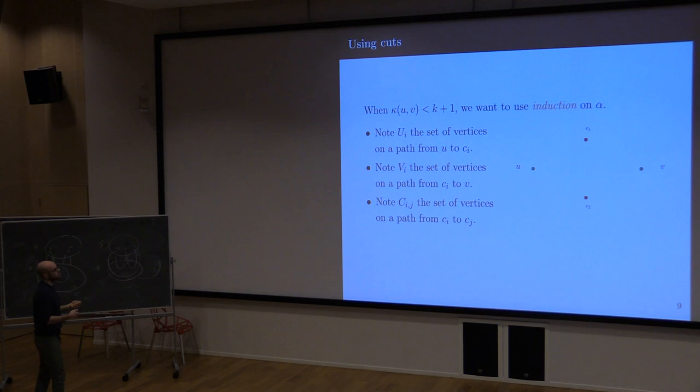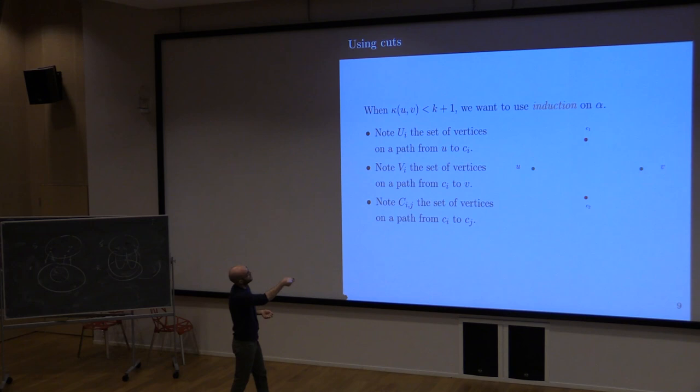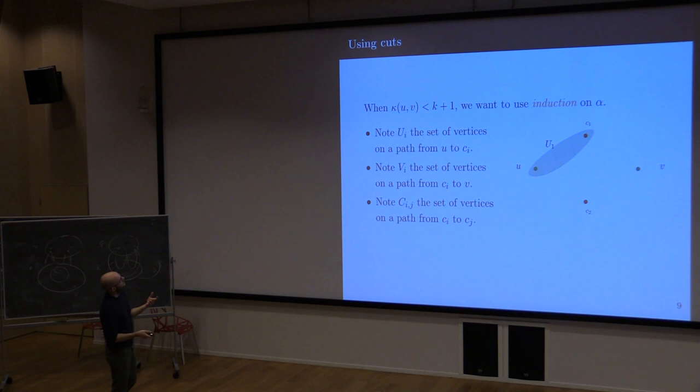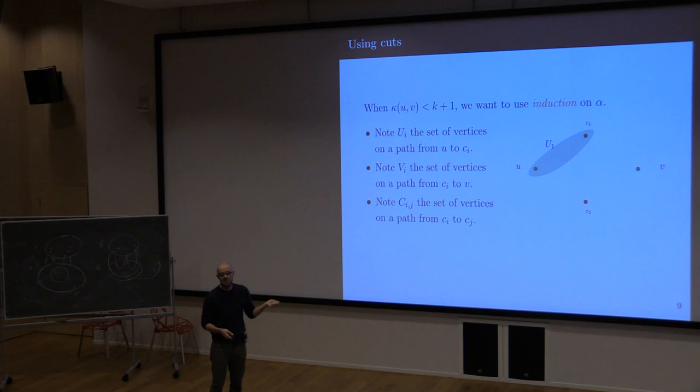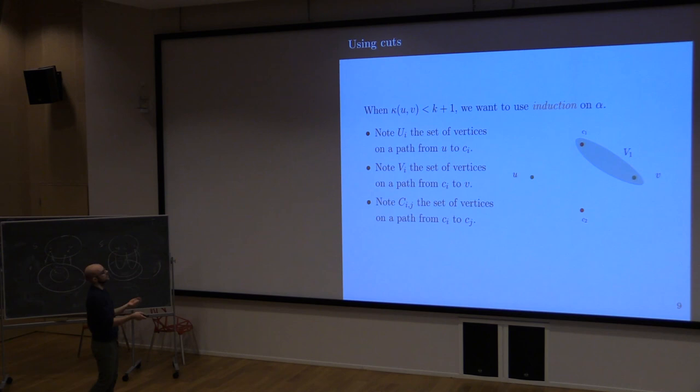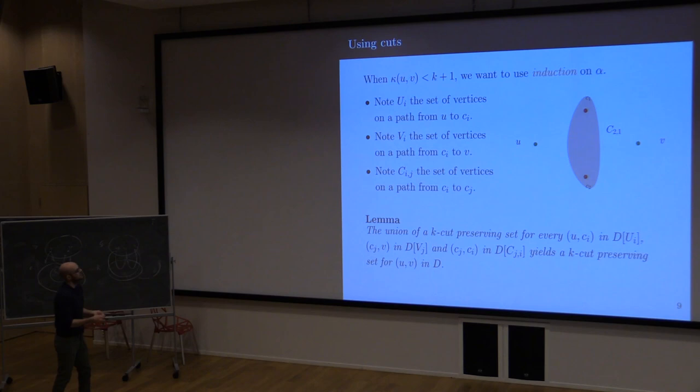So for example, suppose that you have U and V, and then there is a minimum vertex cut set, C1 and C2. Now we will partition the digraph into separate sets of vertices. For every i, let Ui be the set of vertices on a path from U to Ci, and more precisely, paths that do not intersect C2 here. So these are only the paths going from U to C1 without visiting C2. You do the same thing for C2, this gives you U2, and then you do the same thing for paths from C1 to V and from C2 to V, and finally you take the Cij, which are the sets of vertices on a path from Ci to Cj.